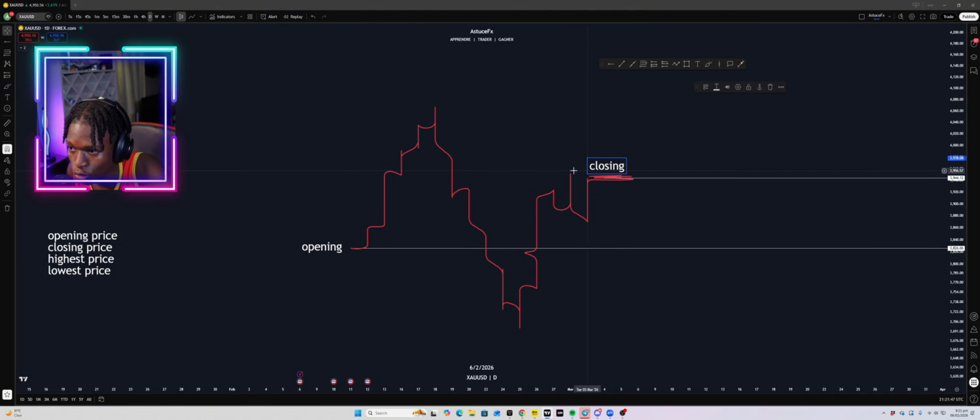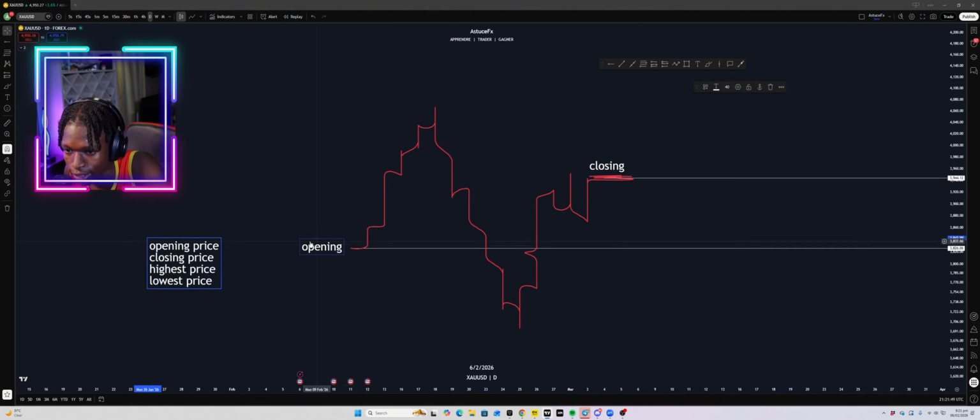Okay, I'm not gonna write the whole price, but this is the opening and this is the closing. Meaning, when that 1 minute started, price was here, and then within the 1 minute, price went up, price went down, price went up, price went down, and then when the 1 minute finishes, price ended up here. So this is the closing.